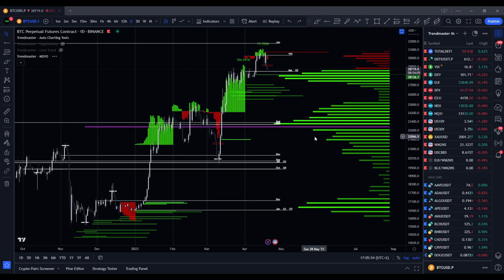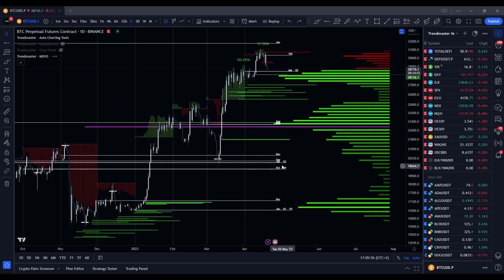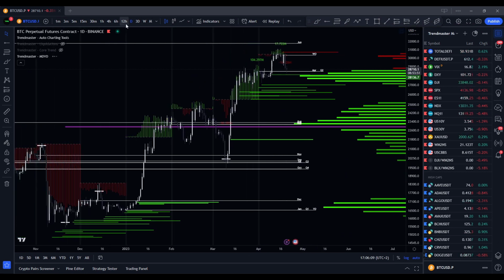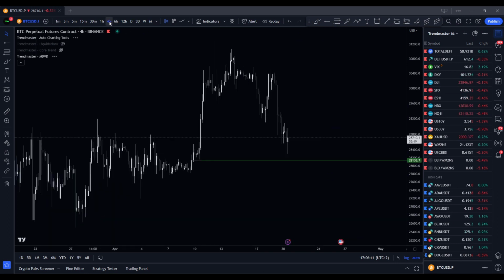What can't we lose? Realistically, we can't lose the point of control at 23.1, because we probably come all the way back down to the yearly open. So I don't think it's going to lose that. If it does, it's wrecked. So a lot of information, I know.